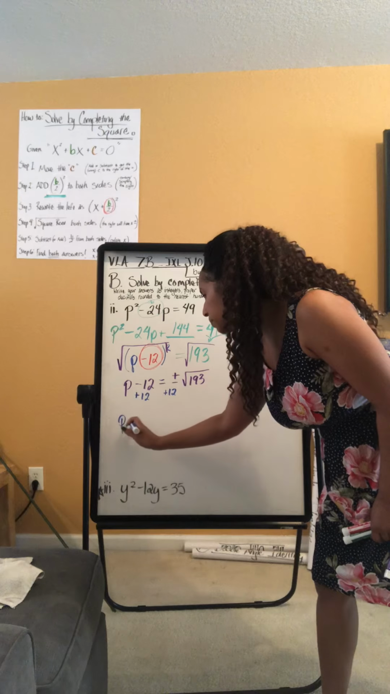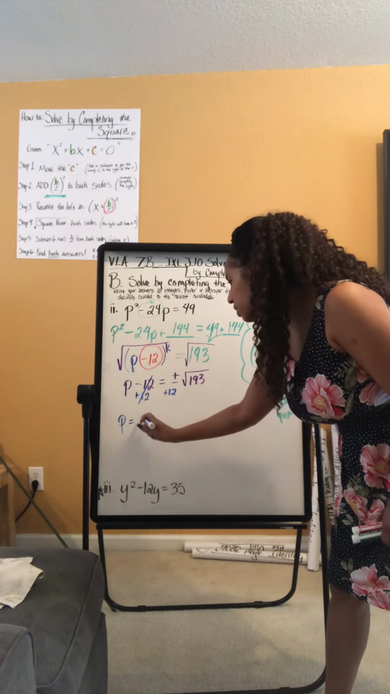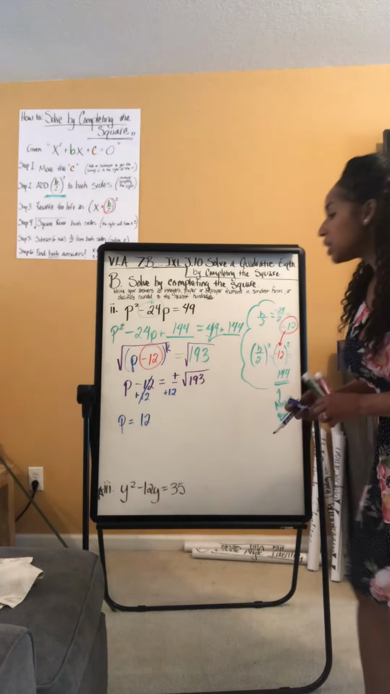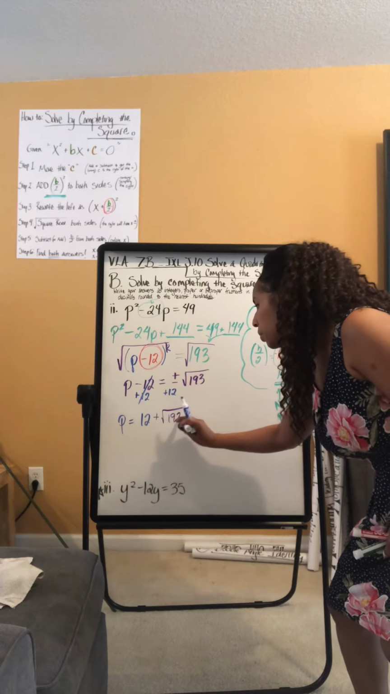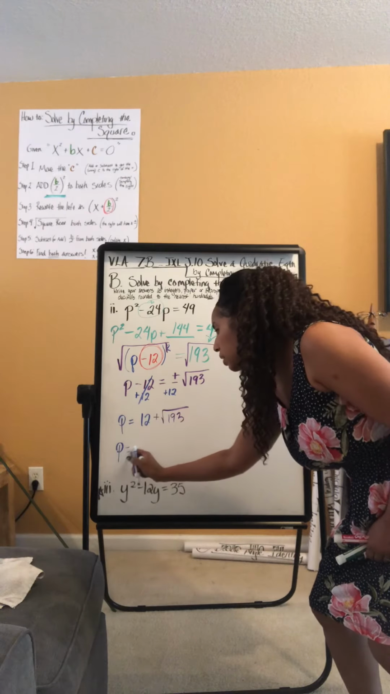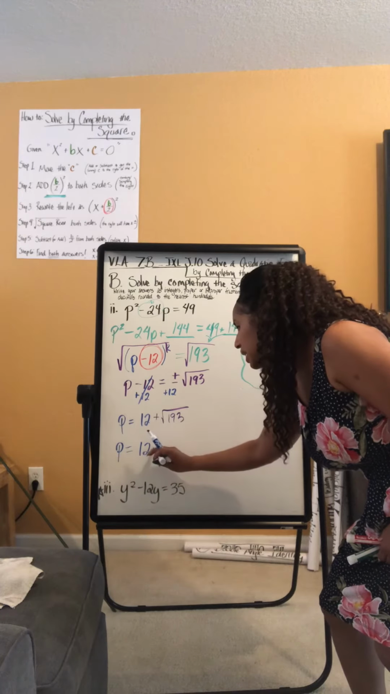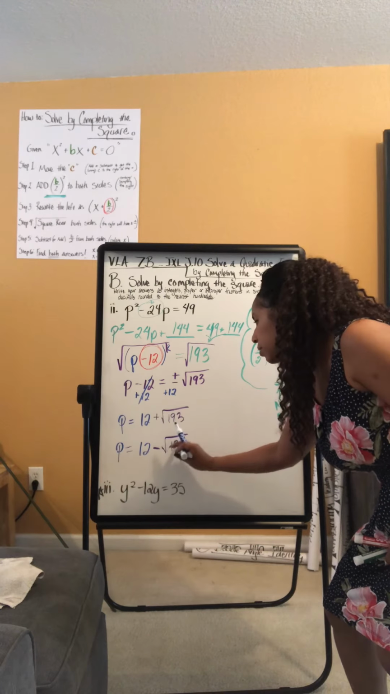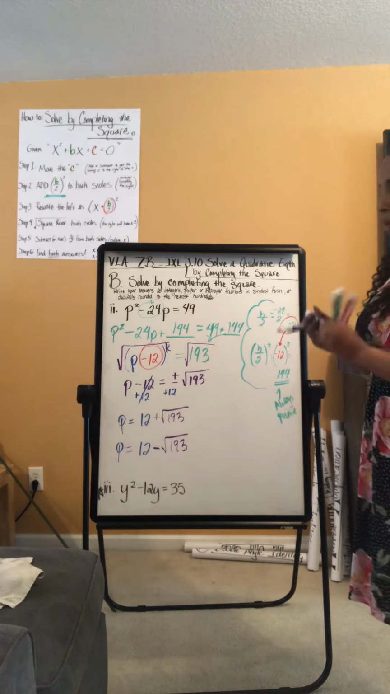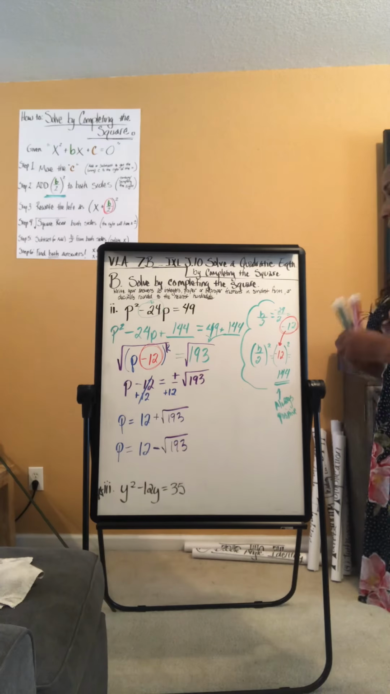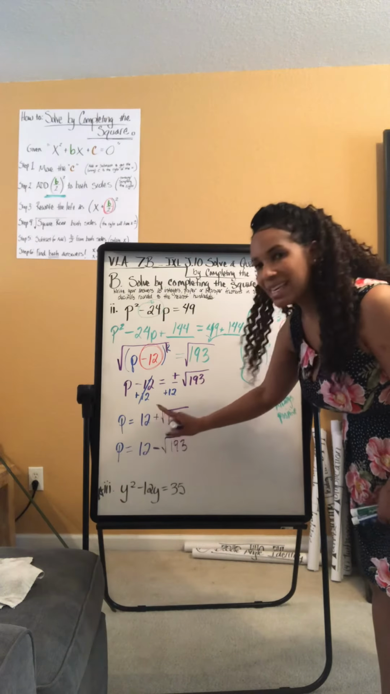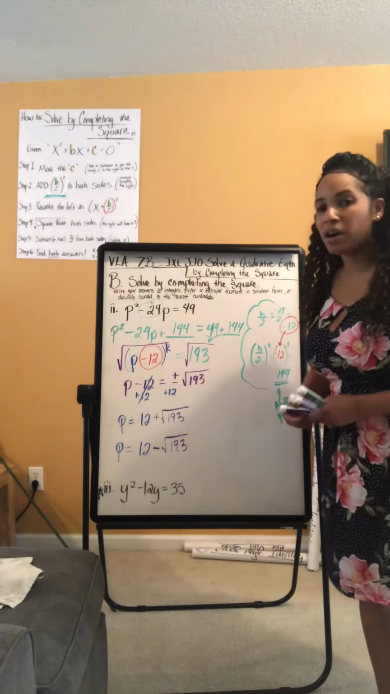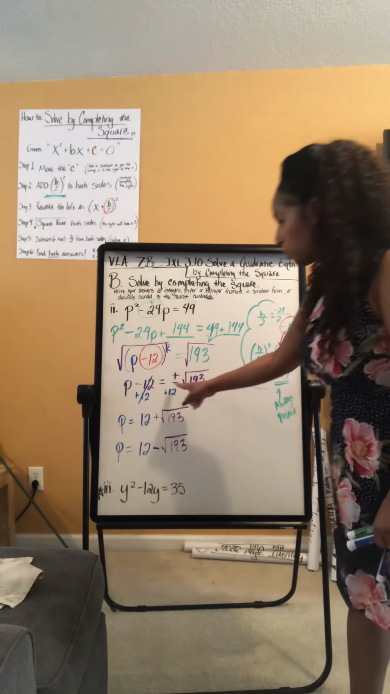So for my P, we have two answers. I have P equals 12 plus the square root of 193, or I have P equals 12 minus the square root of 193. All right? Because the square root had the plus or minus. Again, the 12 is what it is. There is not a positive 12 and a negative 12. That's a mistake that's made a lot. The 12 is what it is.